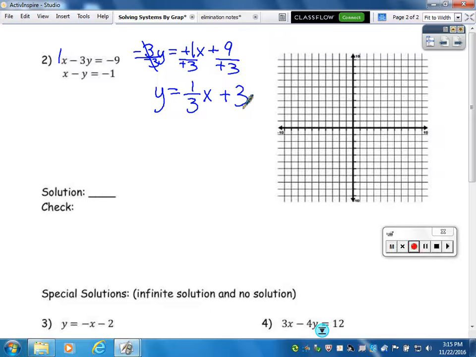So my first line, I'm going to start up at 3. I'm going to go up 1 over 3. That's my slope, rise over run. Up 1 over 3. I'm going to switch colors and do the next one.